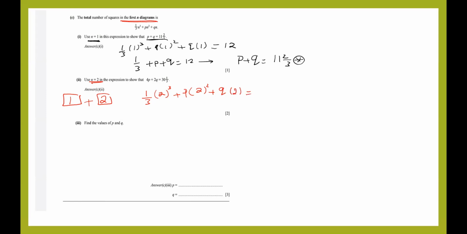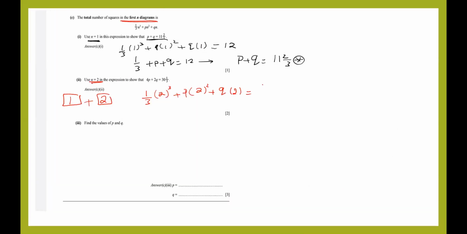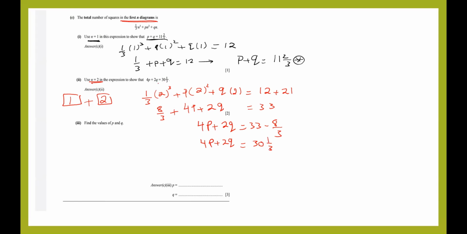Equal to the total. Let's get back to the previous slide. The total of the first is 12, the total of the second is 21, so we can add them together. So it will be 12 plus 21. Here it will be 33. And here we can complete substitution. This is 8/3. And this one is 4p plus 2q. It will be 4p plus 2q equals 33 minus 8/3. So it will be 4p plus 2q equals 30 and 1/3, which is required in this.